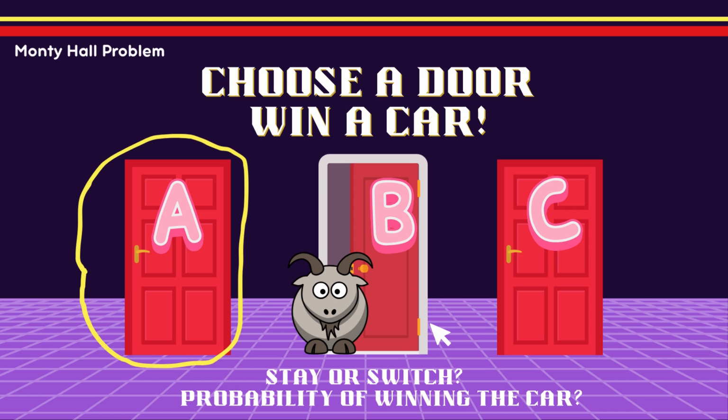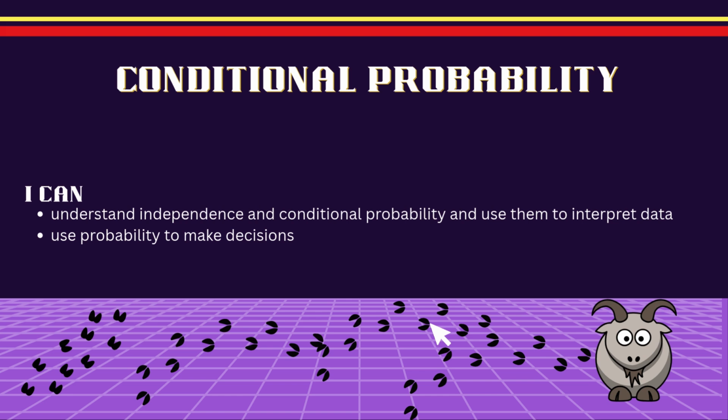Now, we'll come back to this in a while, but this game sets us up for something that we call conditional probability that we're going to talk about today. And conditional probability is about how the likelihood of something changes when you already know that something else has happened. Hopefully at the end of this lesson, you can say, I can understand independence and conditional probability and use them to interpret data. And I can use probability to make decisions.